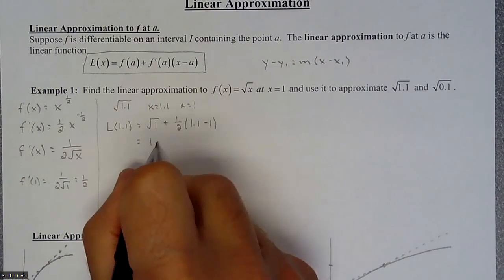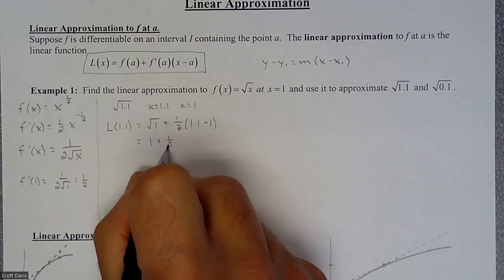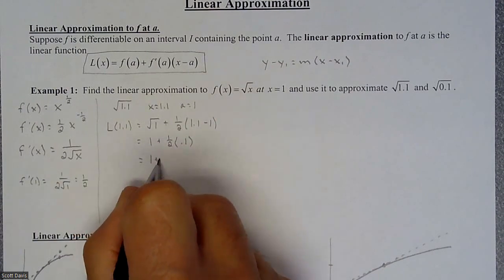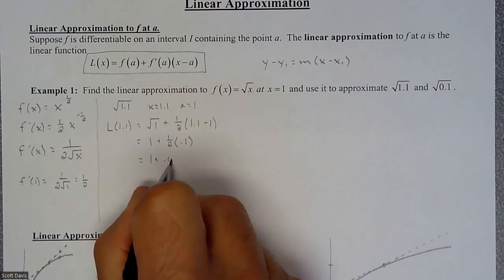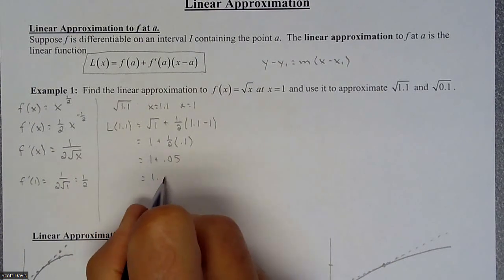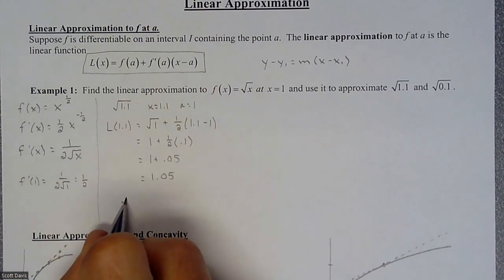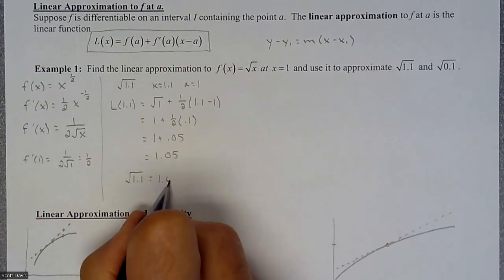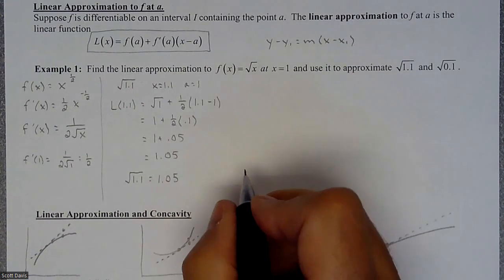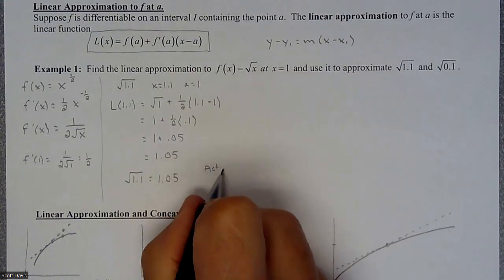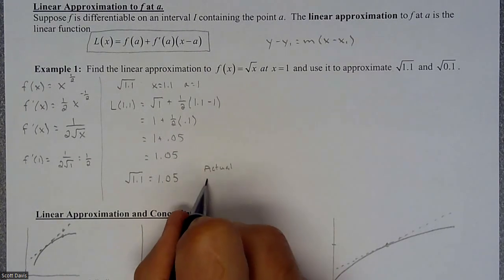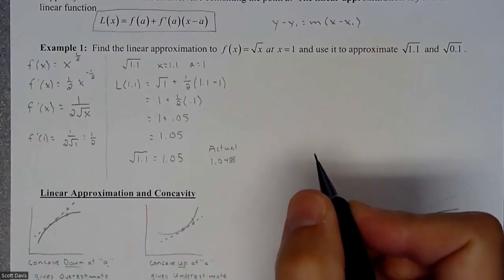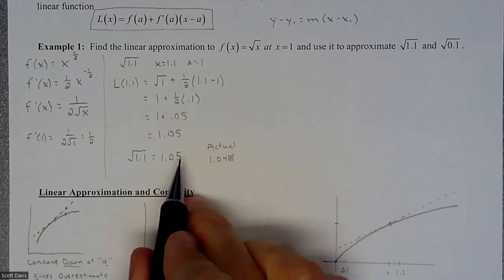So the square root of 1 is 1, plus 1/2 times 1.1 minus 1, which is 0.1. Half of this is 0.05, so we get 1.05. So our estimate of the square root of 1.1 is 1.05. Now the actual square root of 1.1 is 1.0488, and on and on. So we can see that we're a little bit high, right?